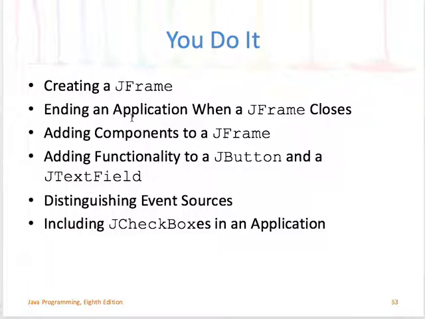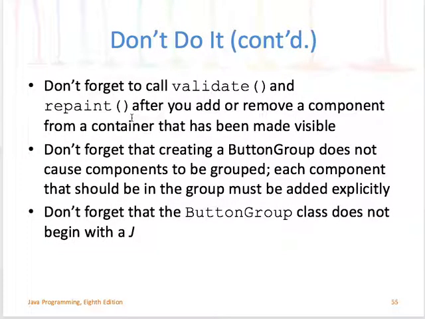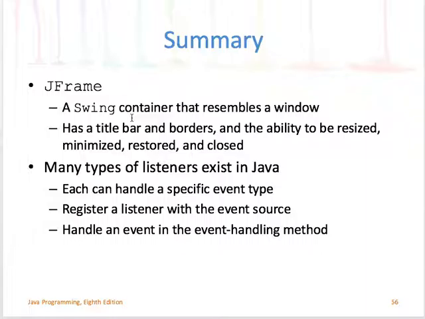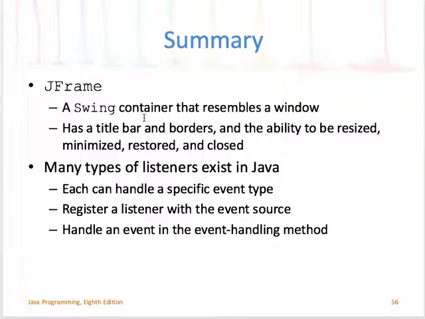What did we go over? We went over JFrame, buttons, text fields, boxes, etc. Set visible, so we went over different arguments and parameters that you can use. Don't do things that you don't want to do. Summary: what we learned in a nutshell today is how to use different objects, the checkbox, why you use the button group, the combo box. We talked about JFrame, how you add objects to the frame, and so forth.